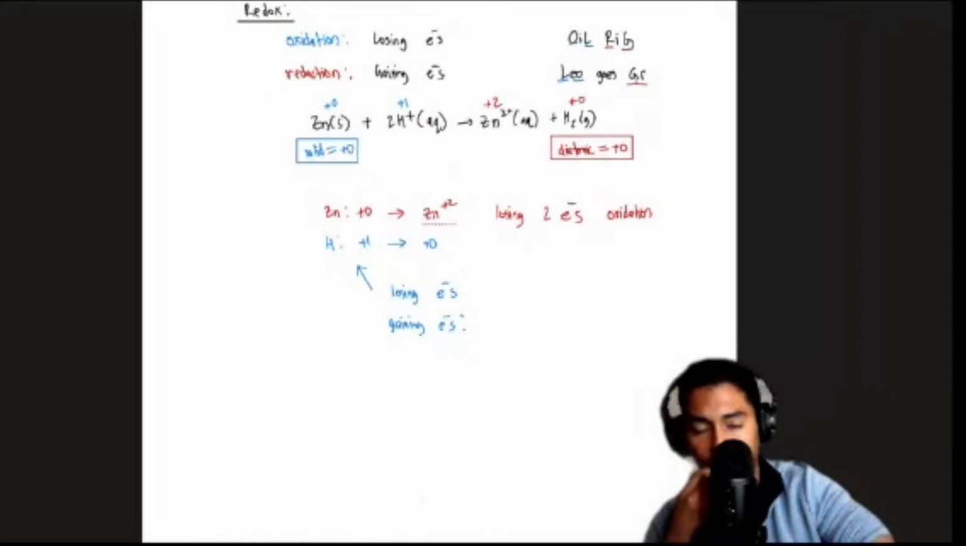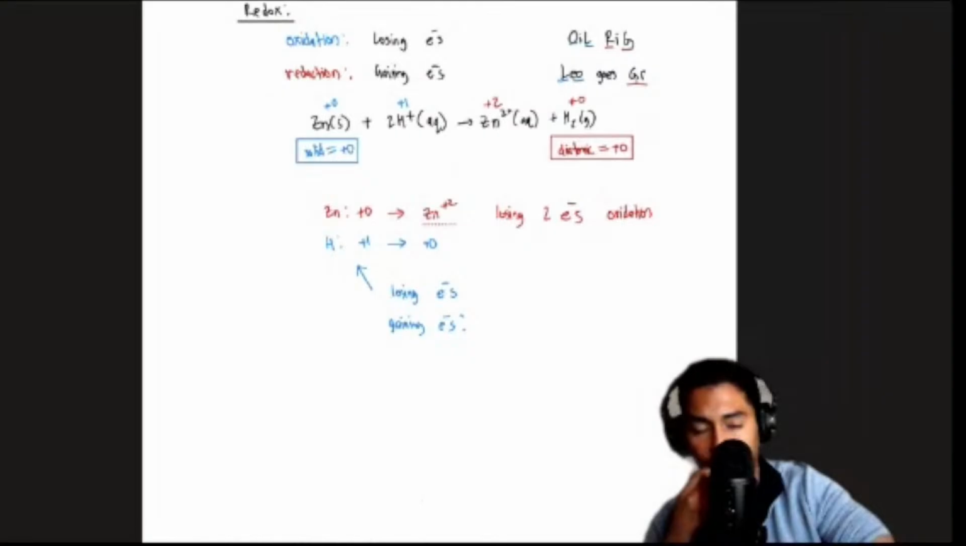So 20 seconds left, guys. If you think it's gaining electrons or if you think it's losing electrons, let me know why. So notice that we have 2H+ here, right? So 2H+, and then we go to +0. So +1 minus 1 equals 0. That's why we're gaining electrons.